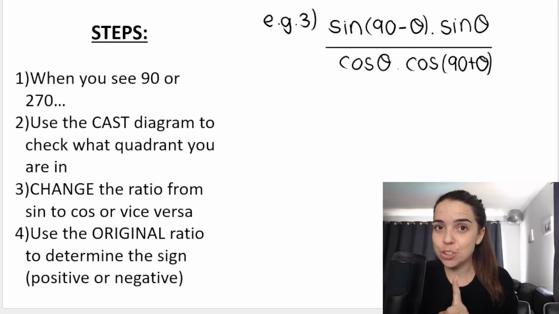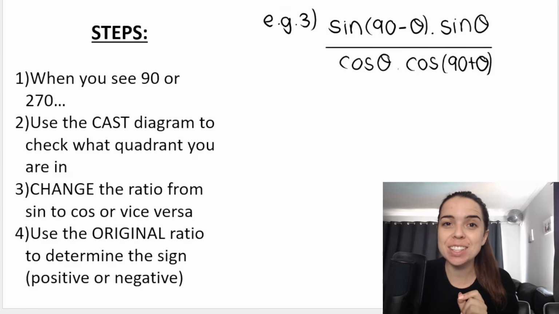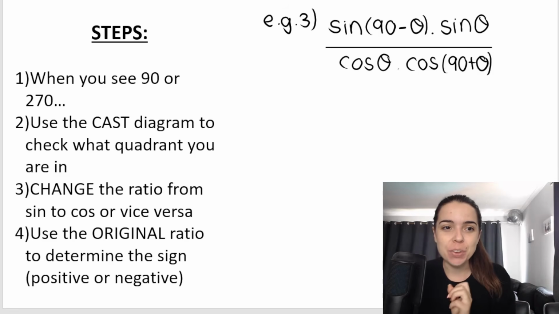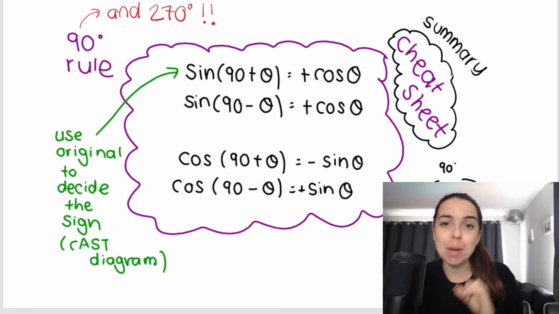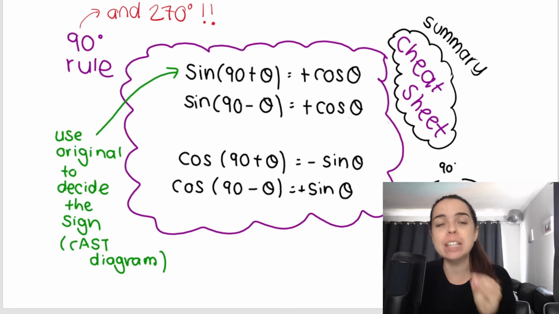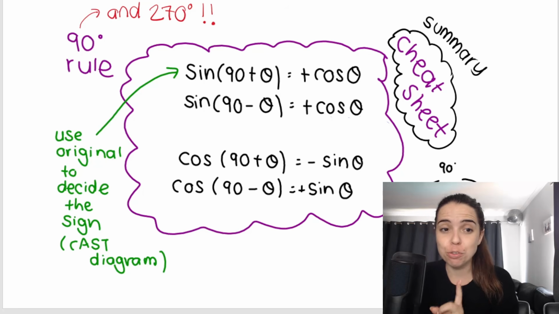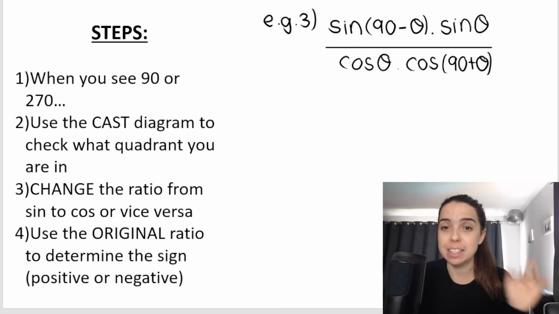Let's do some more reductions with co-function questions. In the previous video, I explained what co-functions are. I gave you a little bit of a cheat sheet or a summary in order to work out what happens if we have a 90 degrees or 270 degrees. So if you missed that video, please go watch it first right now before you carry on watching these examples.